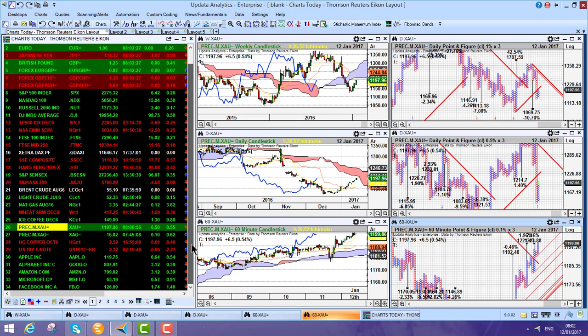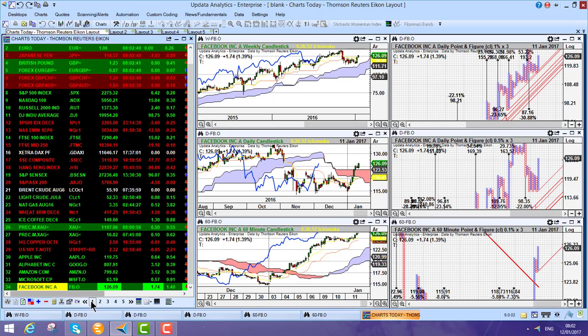Just taking a look at tech. Most tech was up pretty strongly last night. Facebook was a standout at 1.4%. We talked about how Facebook has regained its strength position since getting back from that 115 support level. Now we're starting to come through the cloud on the daily. This chart's starting to look pretty good all around.